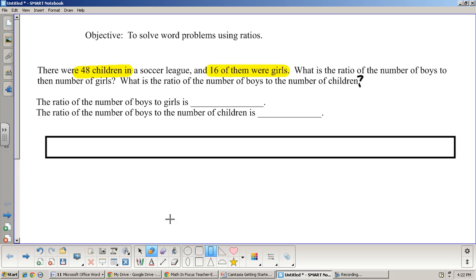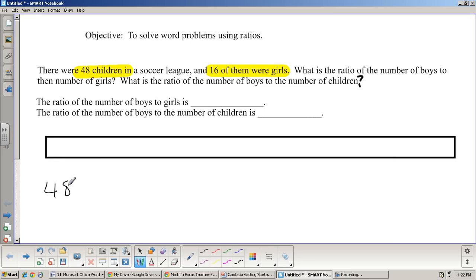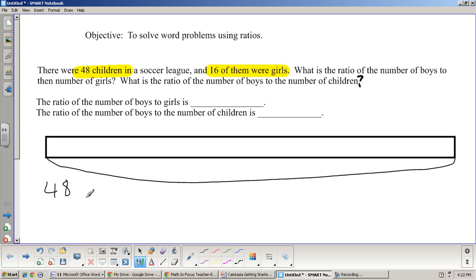Here's my bar. This bar represents the total number of children. So think about how many children there are in this problem. There are a total of, you got it, 48. So from here all the way over to here is 48. That's what it equals. 16 of them were girls. So from here to here is 16. That means this section from here all the way over to here is my question mark that equals boys.